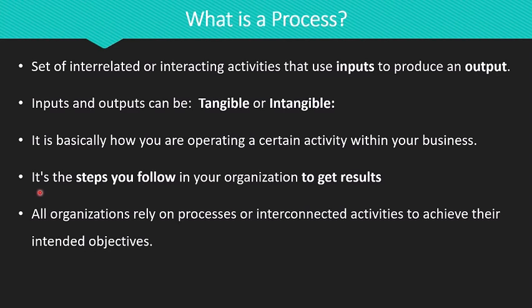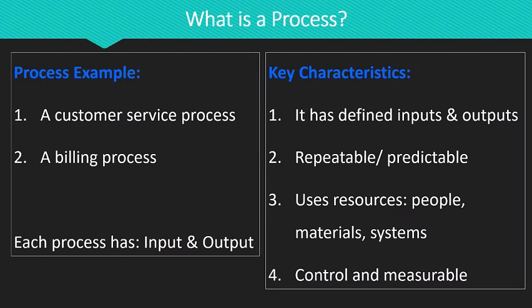To have an output of a service or a product, all organizations rely on processes or interconnected activities to achieve their intended objectives. For example, a customer service process can handle complaints of the customers, and the main purpose of a customer service process is to manage the service which is provided for the customers. Another example can be a billing process.